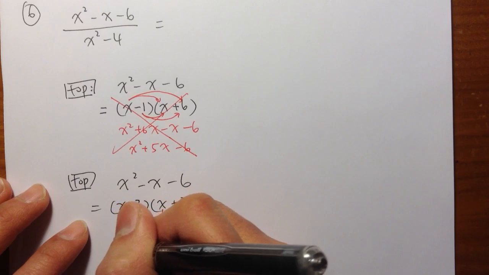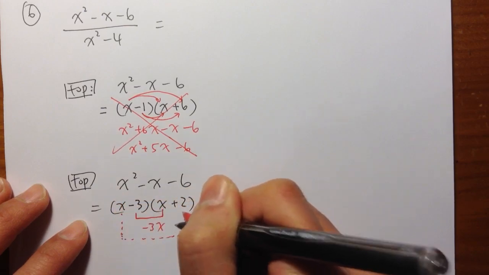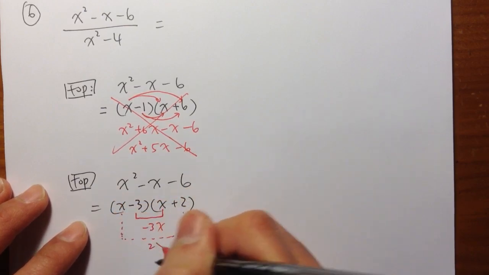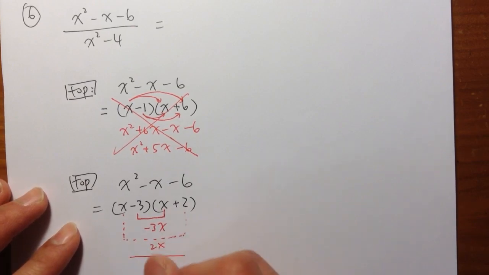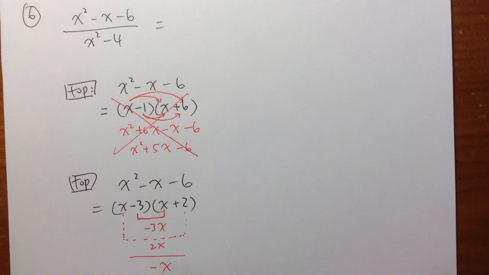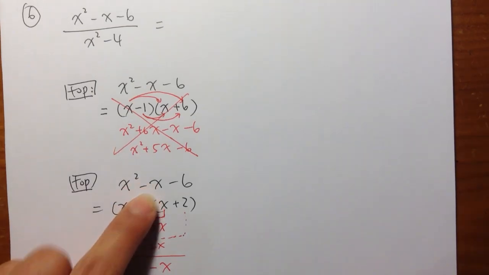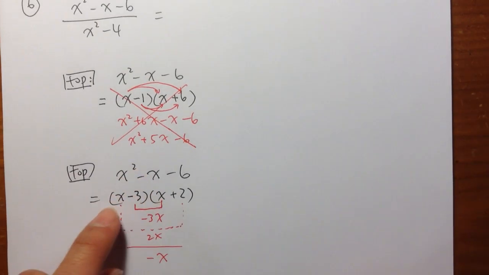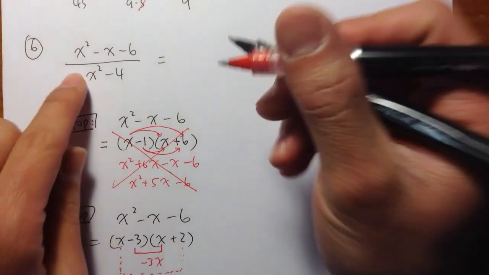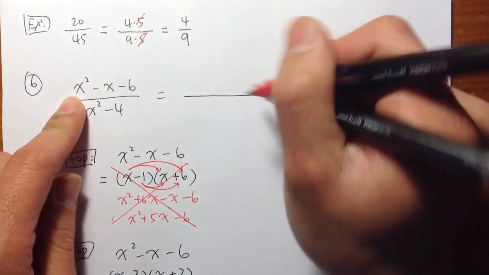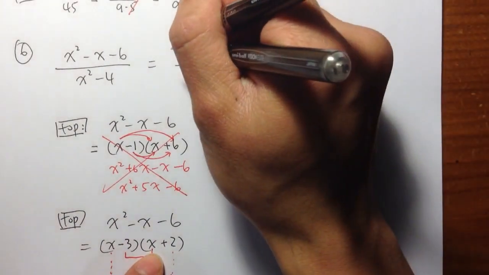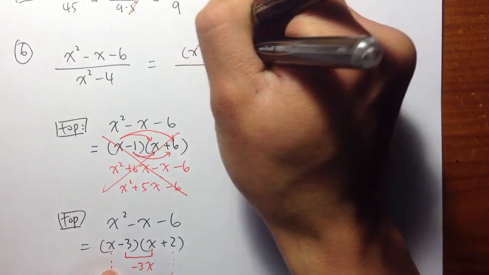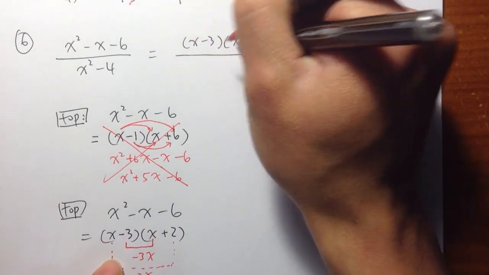And then if we do the outside right here, x times 2, we get 2x. Negative 3x with the positive 2x, together we get negative x, which matches the middle. So this is the correct factor of the original numerator. So on the top, I have x minus 3 times x plus 2.